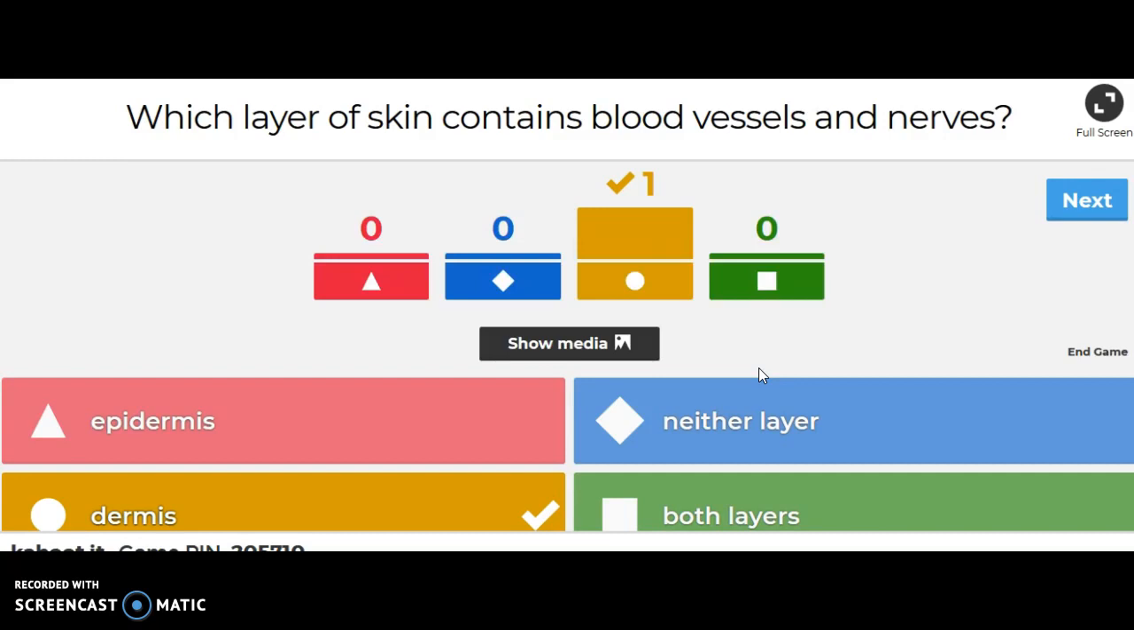A lot of times you lose layers of your epidermis just as you go through life, but the dermis does have some of those more important parts that you definitely don't want to lose. All right.